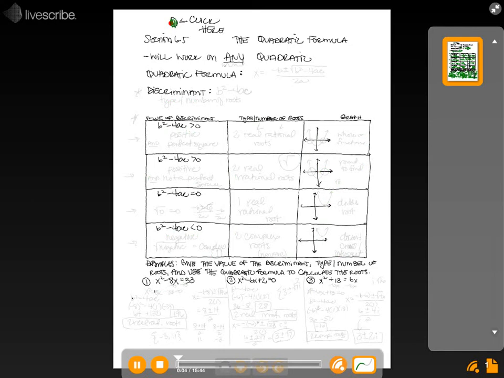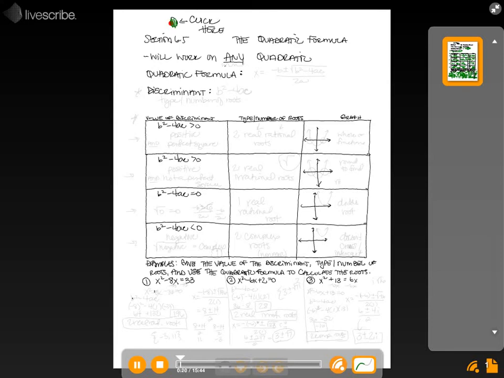Alright, these are our notes for section 6.5 on the quadratic formula. Now the quadratic formula is the third method that we're going to learn on how to solve a quadratic equation. So far we've learned how to factor and we've learned completing the square.